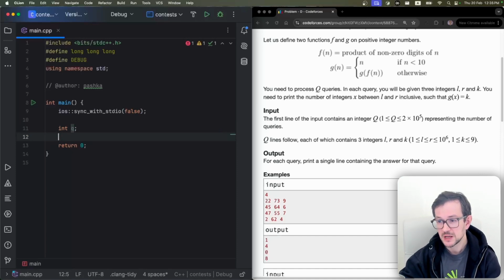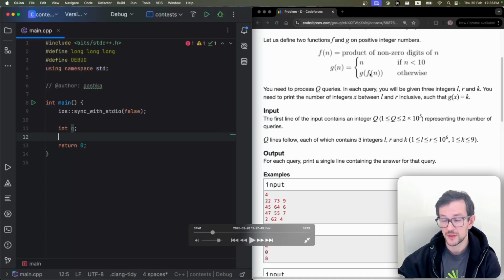So in this case, what does this formula do? It's actually written in words, so it's good for them. So f of n is the product of non-zero digits of n.